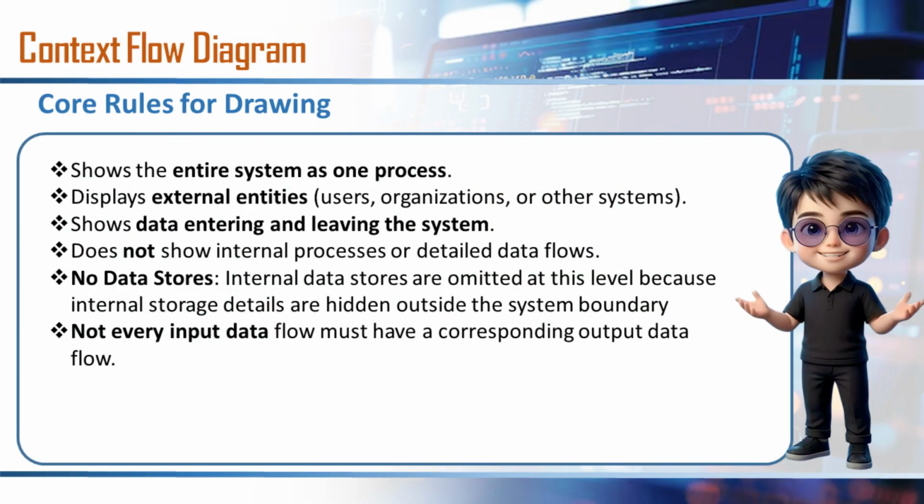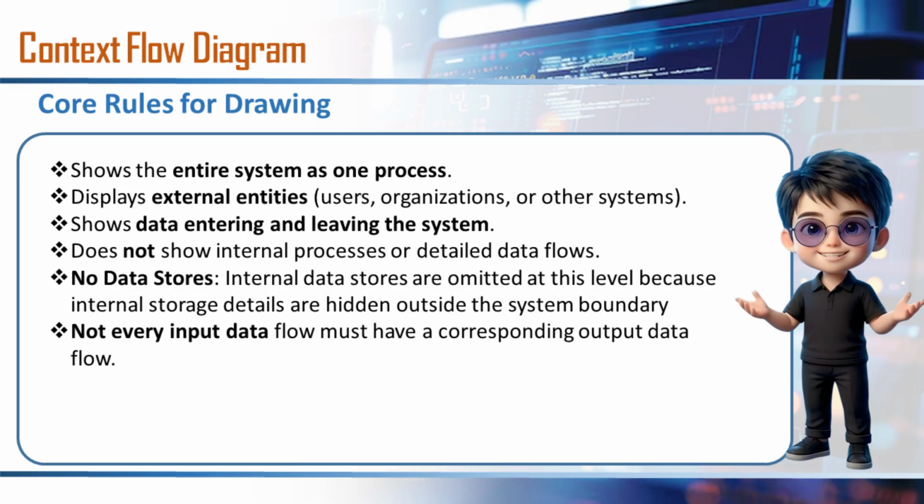Let us understand the core rules for drawing a CFD. A CFD shows the entire system as one single process. It displays external entities, such as users, organizations, or other systems. It shows data entering and leaving the system through data flows. It does not show internal processes or detailed data flows within the system. No data stores. Internal data stores are omitted because storage and other internal details are hidden at this level.